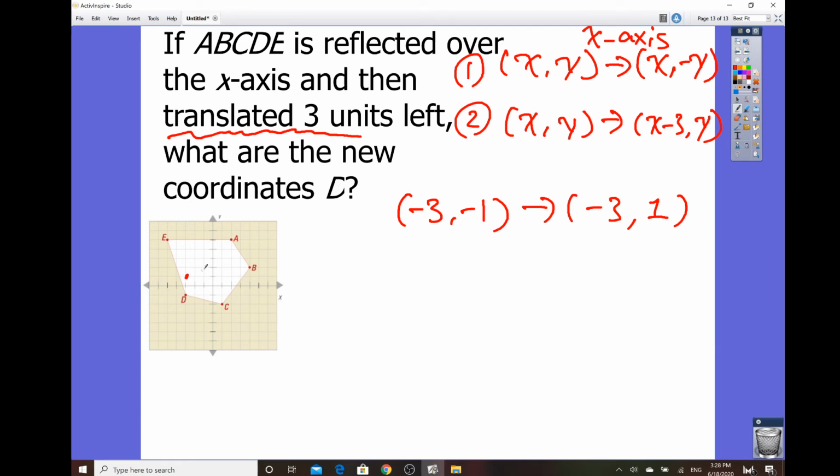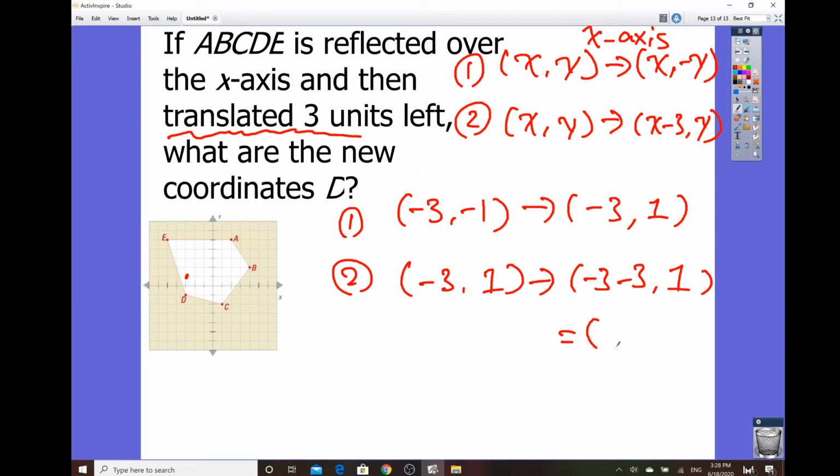And now it's translated 3 units to the left. So whatever the x value that we have, we need to subtract 3 from it, and then the y value, we just want to keep the exact same number. So eventually, the position is going to be moved to -6, 1. So again, 3 units to the left, it's going to be right here. So we got D prime. Let's say this one is D prime. This one is D double prime. So it's reflected, and then it's translated.